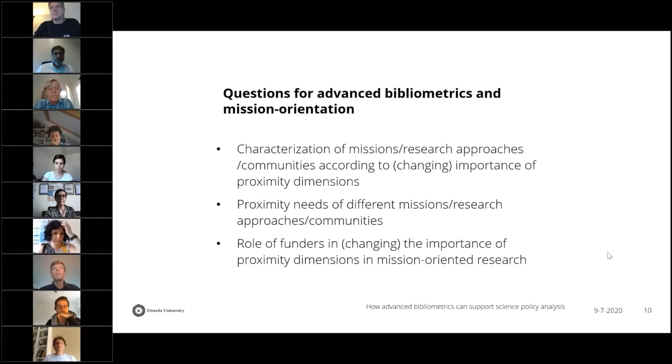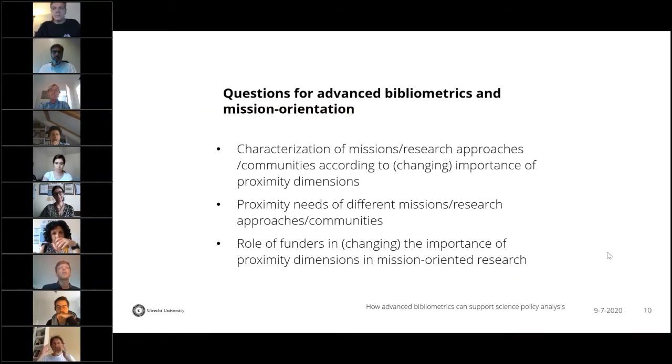Now, if you look at it from a perspective of missions, you could characterize missions or research approaches within missions. So for instance, the example was given of different research approaches to obesity, but also communities, as explained by Ed Noyens. So the different research topics which make up communities, you could characterize them according to the changing importance of proximity dimensions over time, or the importance of proximity dimension.